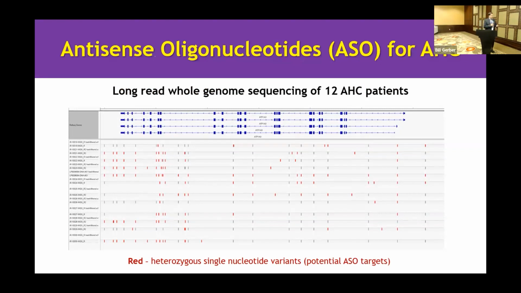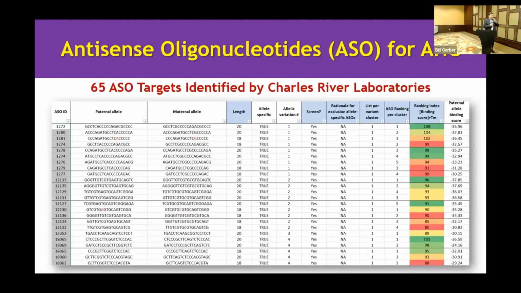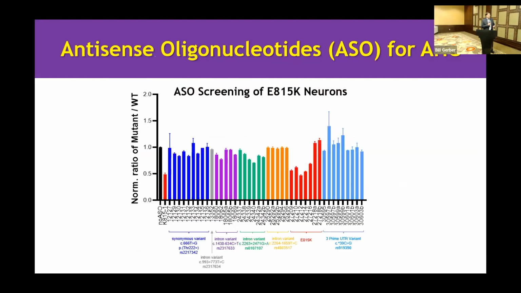Now, again, with this funding from Henry's Foundation, we were able to collaborate with Charles River Laboratories, who reviewed this genome sequence for one individual and identified 65 potential targets for ASO development. Not all equal, some of them probably not very good targets, but we went down the pathway of saying, well, let's just try them all. So we've begun the process of testing oligonucleotides against all of those targets.